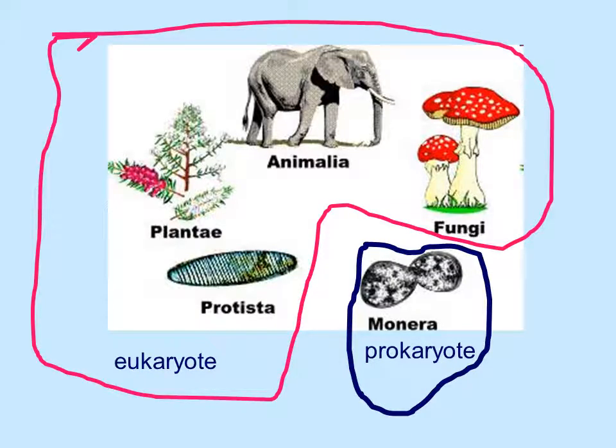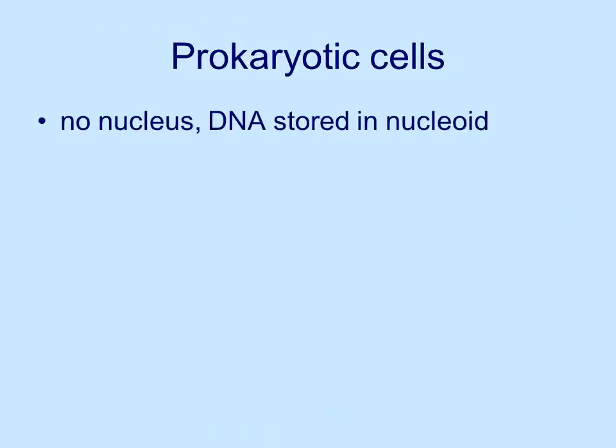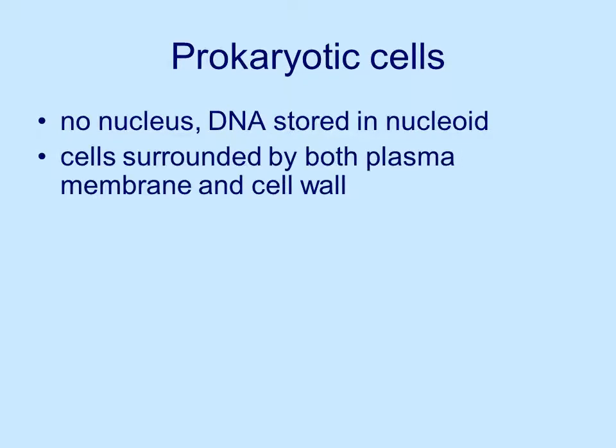Now, we have 5 kingdoms. We talked about the 5 kingdoms last time. One of them is prokaryotic. The Monera is prokaryotic, the bacteria. Fungi, animals, plants, and protista are eukaryotic. So these all have a nucleus. The Monera, the prokaryotes, do not have a nucleus. So the DNA is stored in another kind of material.